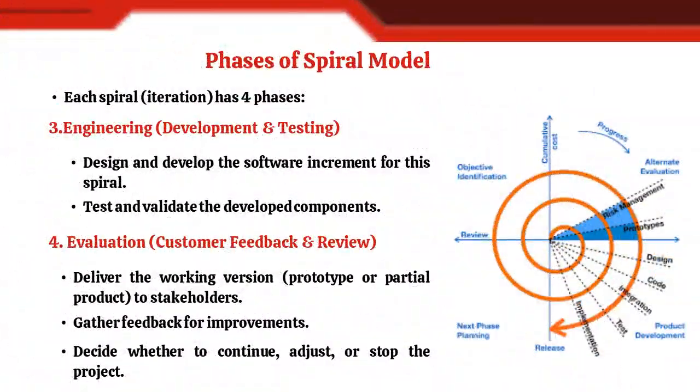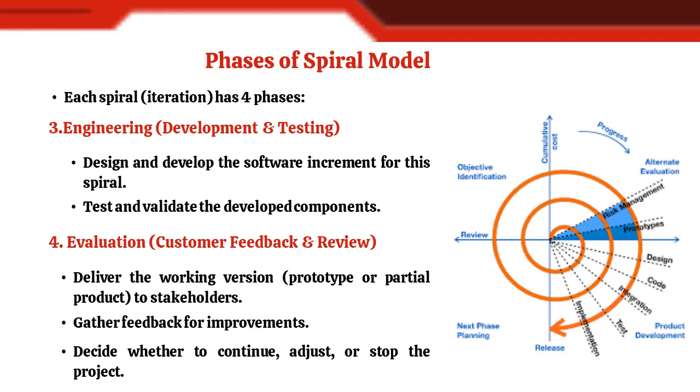The third phase is engineering, which means development and testing. In this step, the team designs and develops the software increment planned for this spiral. Once built, it is tested and validated to make sure the components are working correctly. This ensures that every cycle produces a usable and reliable piece of the software.